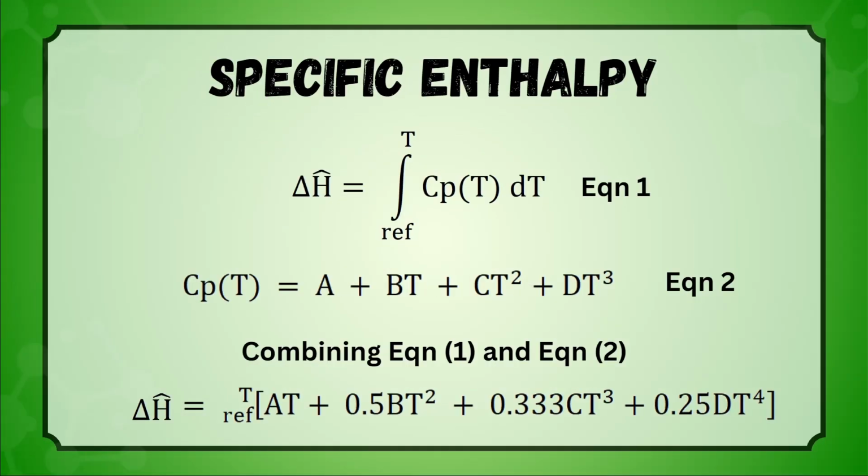Once we have the constants, we can combine equation 1 and 2 to derive the following relationship, which will allow us to calculate sensible heat. This is equal to the change in specific enthalpy at the outlet of the heater. Let's also implement this into our spreadsheet.